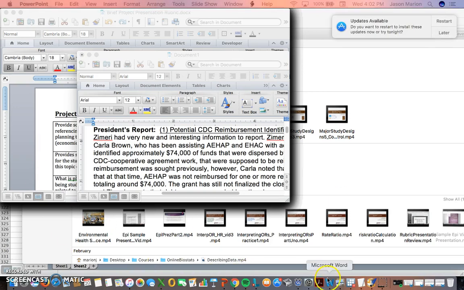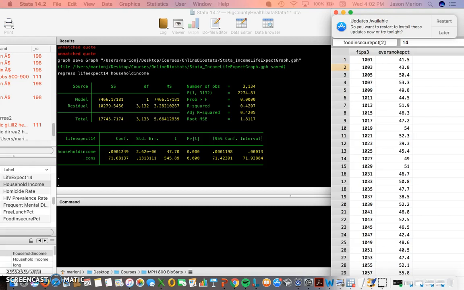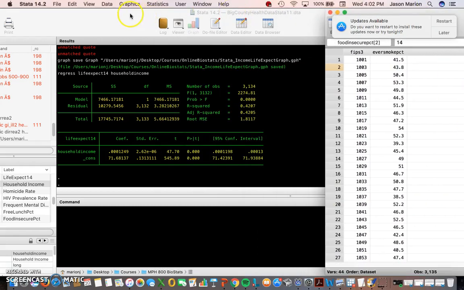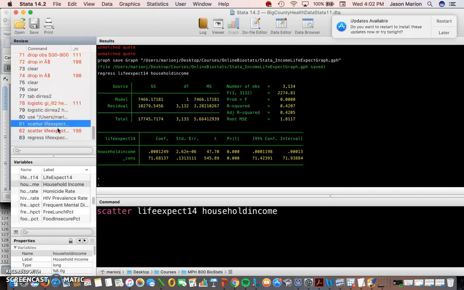So we're going to now look at Stata, and I've got some data information to show you. The graph actually came from Stata using this command, scatter, and it's a scatter plot of life expectancy versus household income. We'll do some more tangible examples of this in the future. I'm just showing you for now, at this introductory level, how this is done.